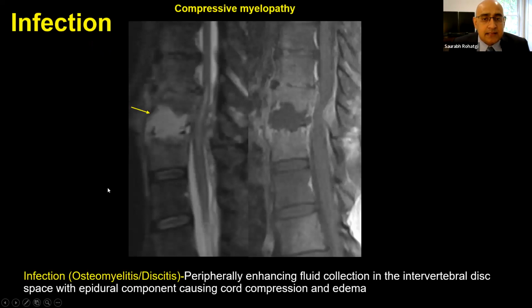Infection is the other big category, and the big bucket here is to rule out osteomyelitis, discitis. Here you have a case where you have a peripherally enhancing fluid collection in the intervertebral disc with an anterior and posterior epidural component, which is compressing the cord anteriorly as well as posteriorly and causing cord signal change.